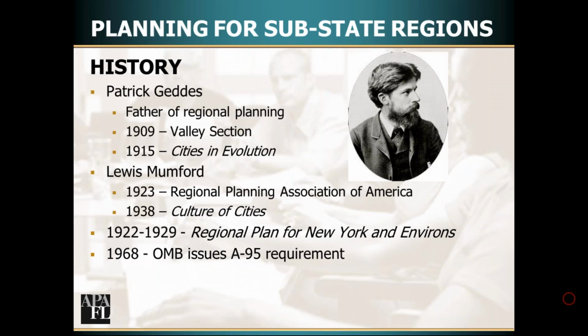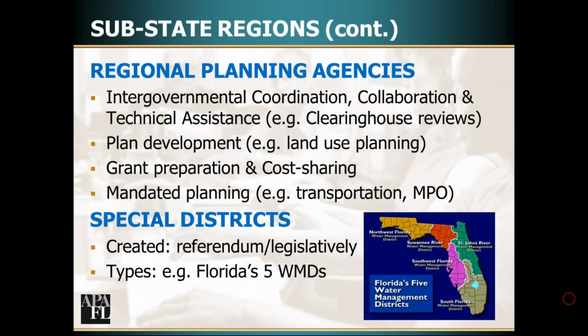We now know it as the circulation review. What's the term I'm trying to think of? Susan: A-95 process with clearinghouse review. We now call it the clearinghouse review process. It's done by the regions.